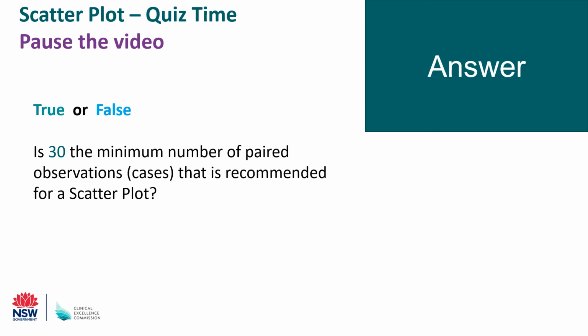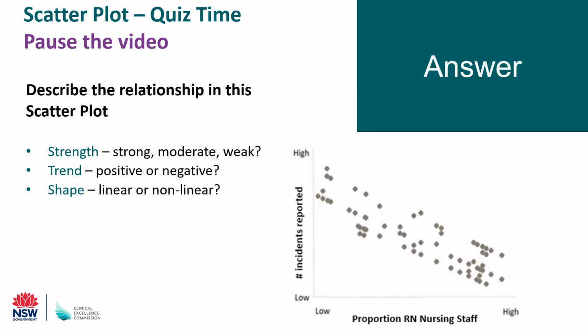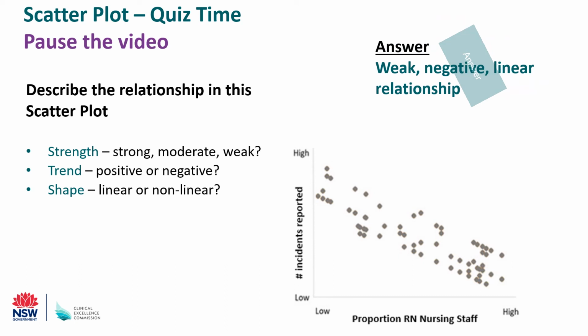True or false? Is 30 the minimum number of paired observations or cases that is recommended for a scatter plot? True or false? And the answer is true. Describe the relationship in this scatter plot. Look at the strength. Was it strong, moderate, or weak? The trend, is it positive or negative? And the shape, is it linear or non-linear? So describe the relationship in this scatter plot. The answer is, it's a weak, negative, linear relationship.